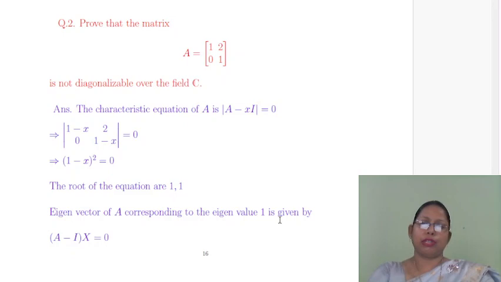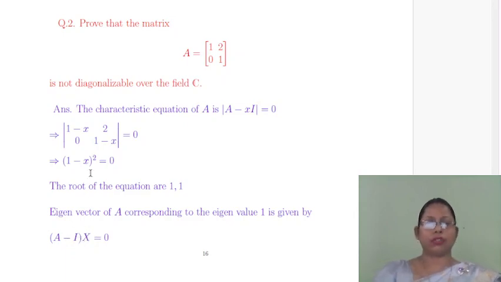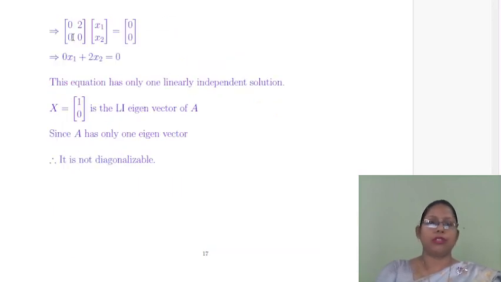The eigenvector corresponding to eigenvalue 1 is given as this. A minus xI: put the value of A, then subtract the identity matrix, then put x. Here, in place of x, I have 1. So 1 minus 1, then 1 minus 1, and the remaining elements will be as they are. So this is [0, 2; 0, 0] times [x1, x2] equal to [0, 0].